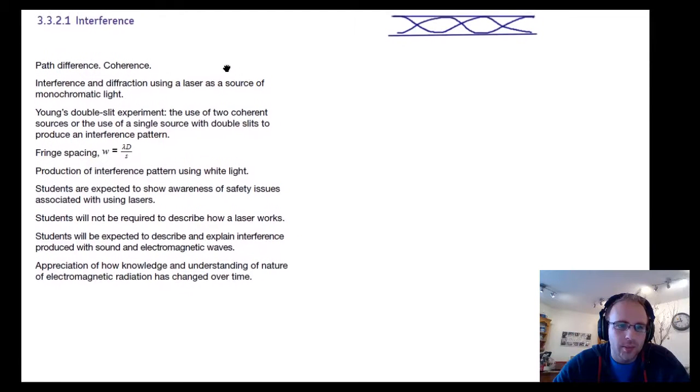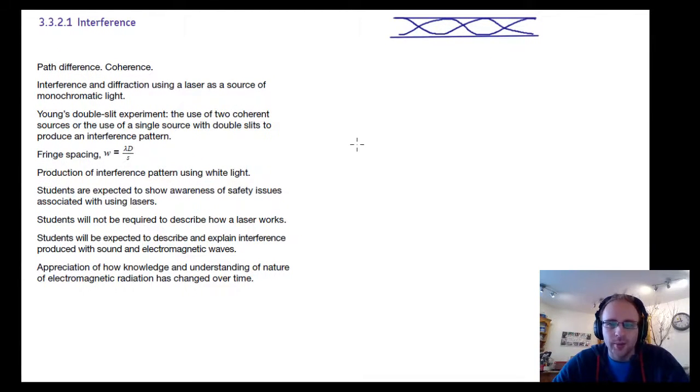Interference. So, path difference and coherence. Coherence is one that they like to ask you the definition of.